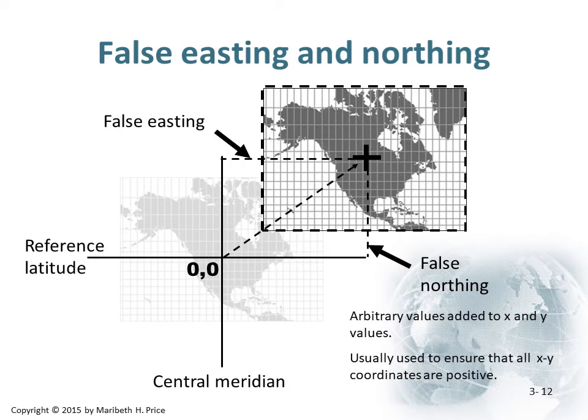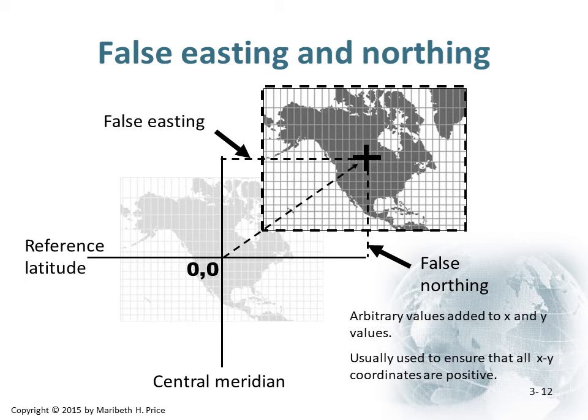We'll talk about false easting and false northing. What do these things do? Well, they don't really do anything. They are arbitrary numerical additions to the coordinate values. And they do them for one reason, and that is to make sure that on a given data set, all the x and y values are positive.